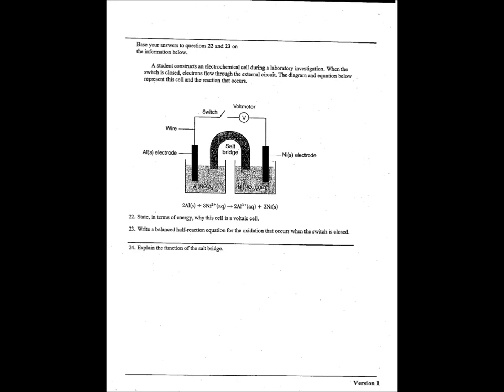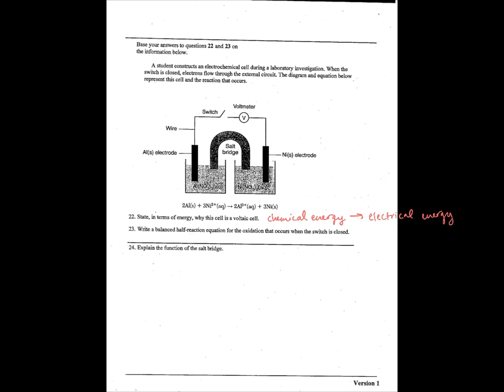Okay, here we have a voltaic cell, sorry. Number 22, state in terms of energy why this cell is a voltaic cell. So here we're converting chemical energy from this chemical reaction into electrical energy, which is being measured in the voltmeter. Well, it measures voltage, really. And voltage is almost like electrical energy, but not really. Because I'd rather not go into the heavy physics details of what voltage is when thinking at the atomic level.